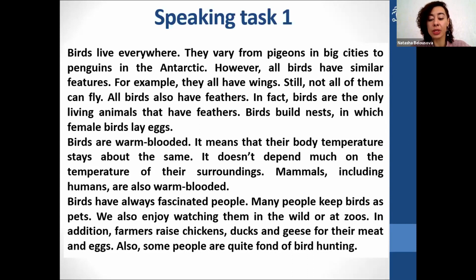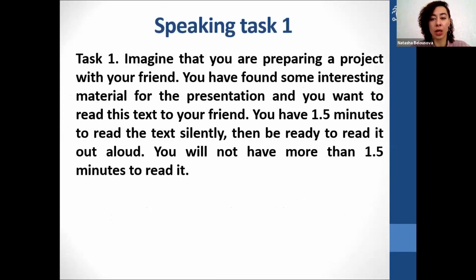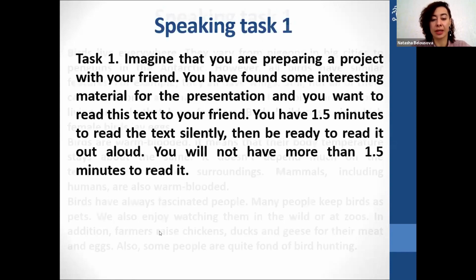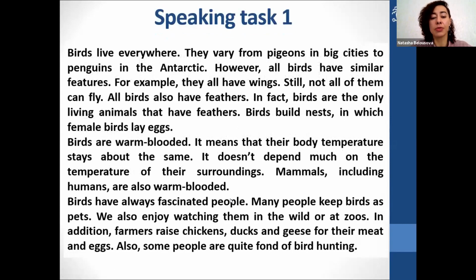And the students have only a minute and a half to prepare the reading. And then they also have a minute and a half to read the text, and they have to finish reading the text in that time. So usually it's not a big problem, and the students get through this task quite well, but sometimes we do give 0 for reading because it's not really clear.